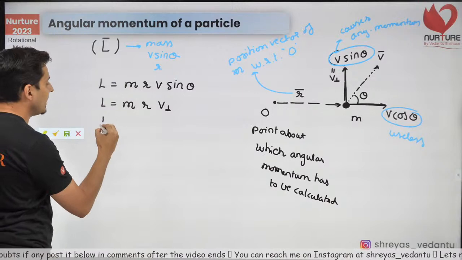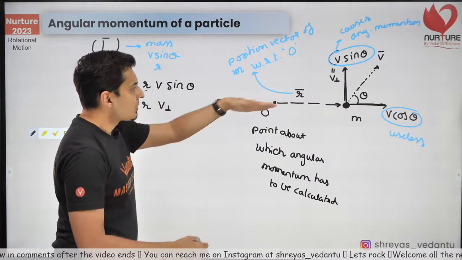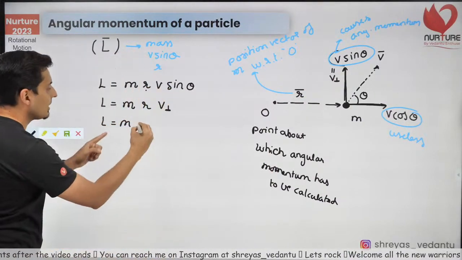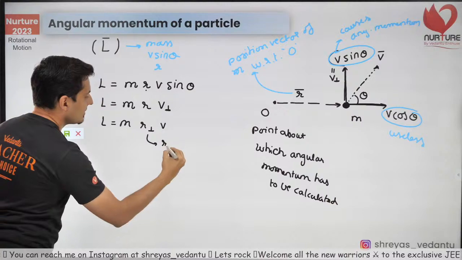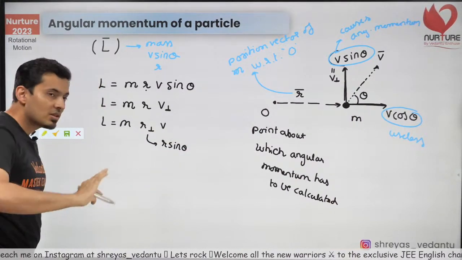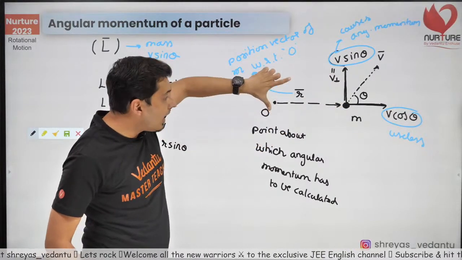You can also write it m. You combine r and sine theta. So r sine theta will become r perpendicular into v. So this r perpendicular is basically r sine theta. This also works. Instead of splitting velocity, you can also split r.